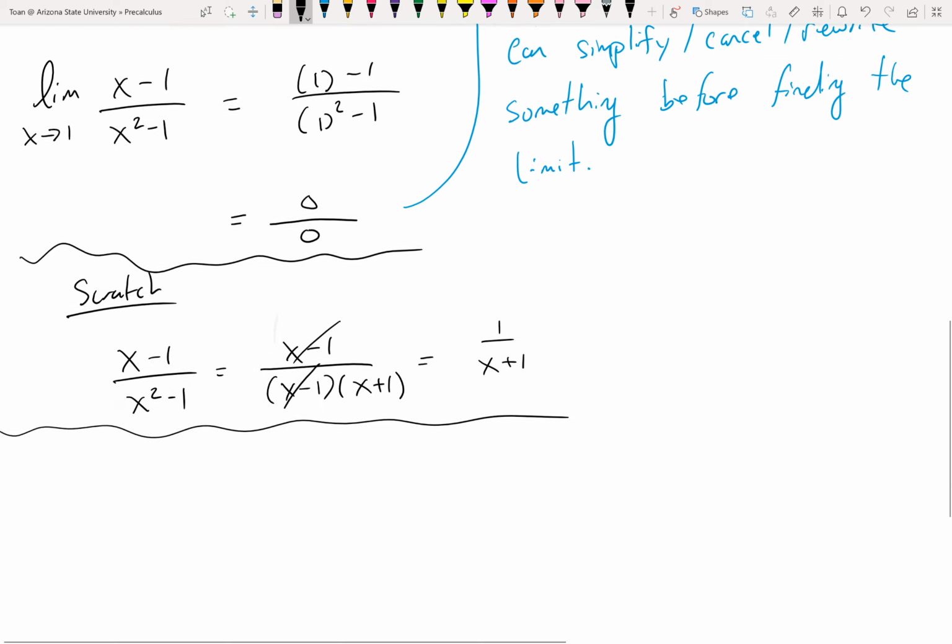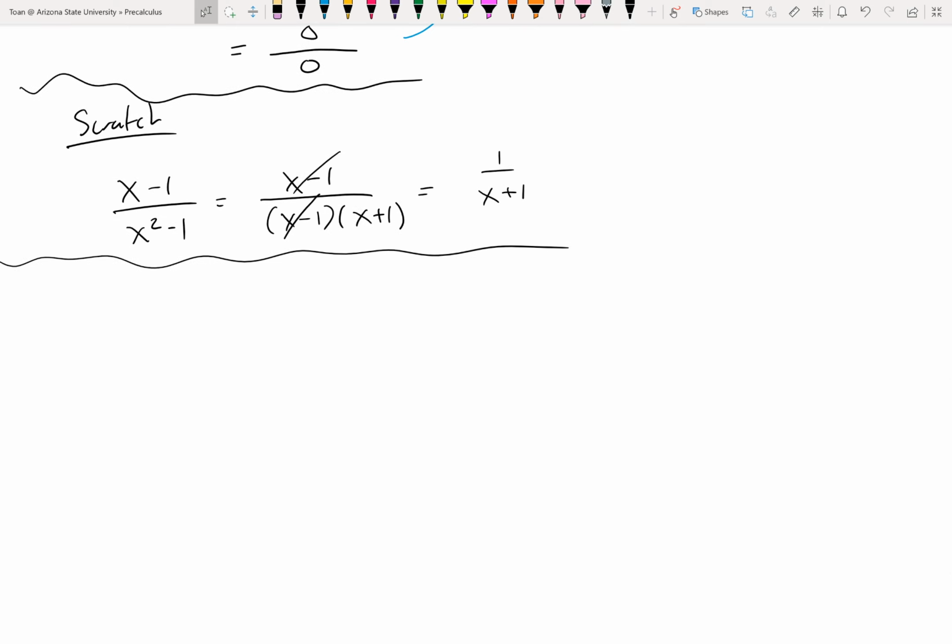So this is scratch work here. We've got to write out our formal work. These limit problems are sort of like proofs. Don't just plop down the final answer. Go from start, middle, and end. So we have the limit as x approaches 1 of x minus 1 over x squared minus 1.